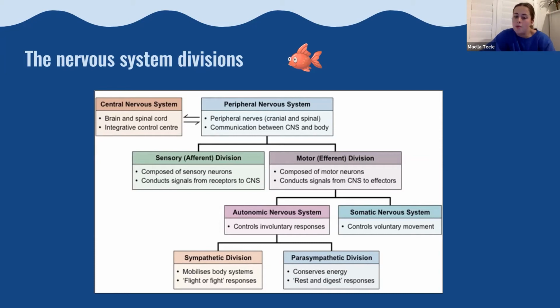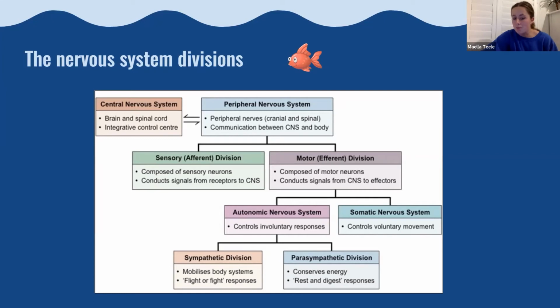And then within the motor division, we've got your autonomic nervous system and your somatic nervous system. Your autonomic nervous system is responsible for controlling involuntary responses, and your somatic nervous system is controlling voluntary movement. So your somatic nervous system is things like muscles. You choose to move a muscle, you choose to do something else, but your autonomic nervous system is something that you don't choose to do.